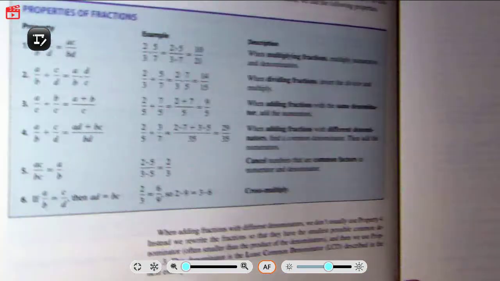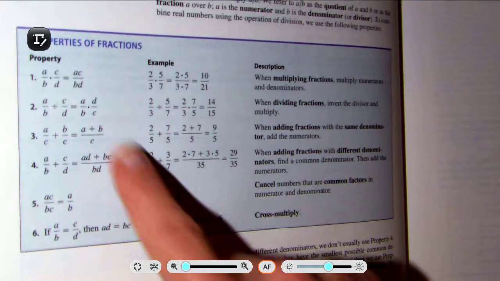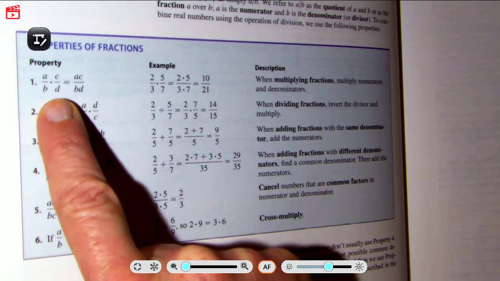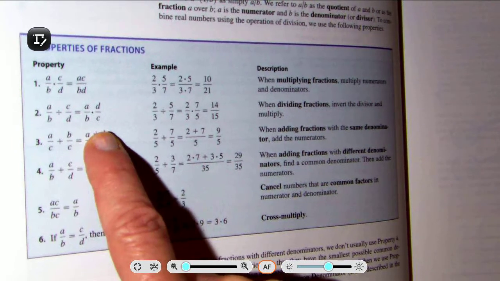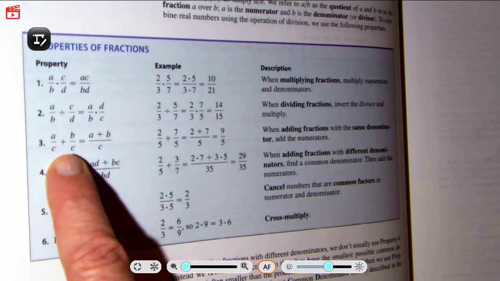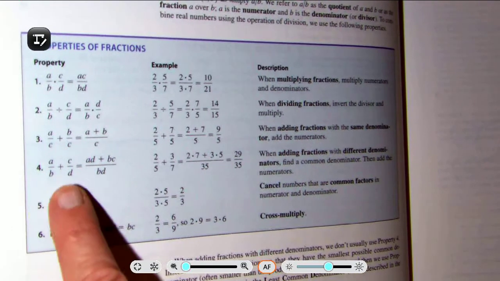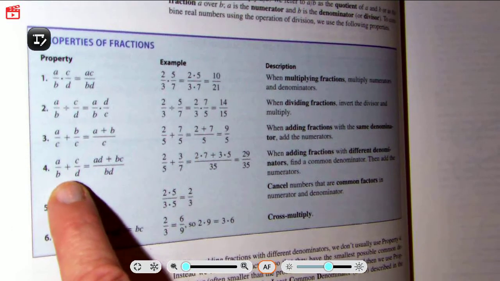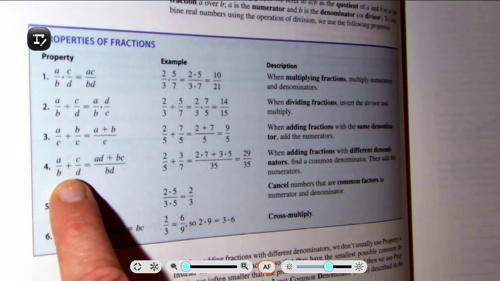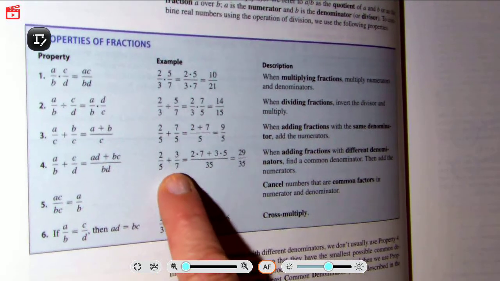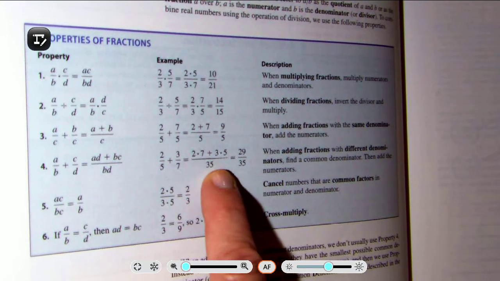We also have properties of fractions. So how to multiply fractions, how we divide fractions by inverting and multiplying, how we add fractions with a common denominator, how we add fractions with different denominators. We could just take the multiple of those 2 things to get our common denominator.